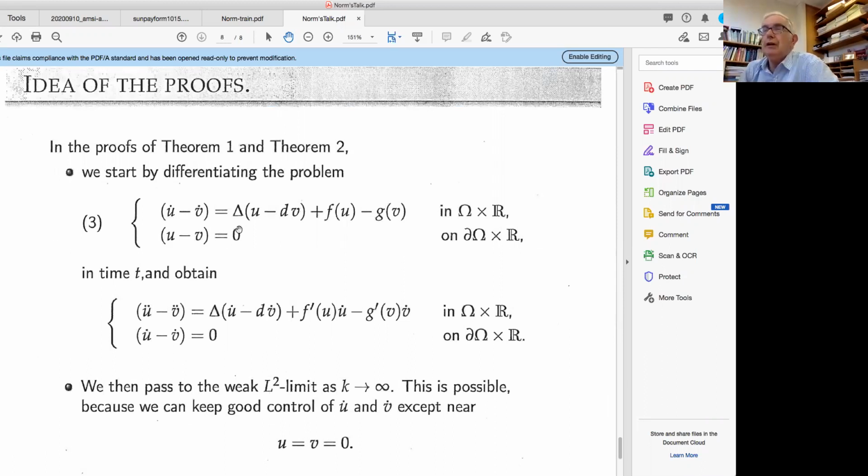You can see in these equations, in equation 3 here, that if d equals 1, the first term on the left and the term on the right basically involve u minus v, and it turns out that makes them much easier to understand, and much easier to get bounds.